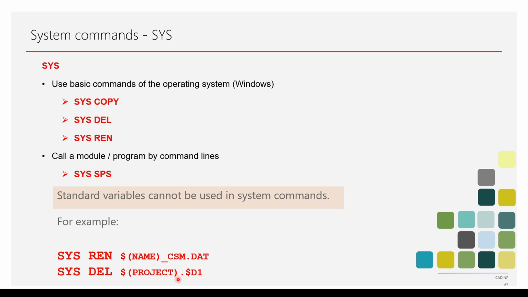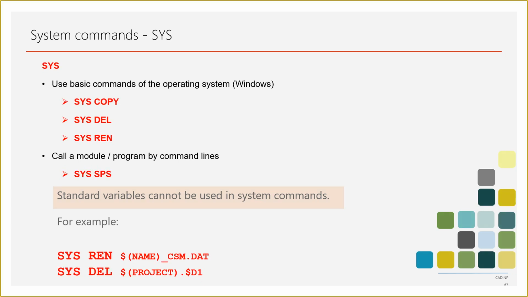The +sysdel $project.$d1 command shall delete the file from the project folder whose extension is $d1, which holds a part of the stiffness matrix. Of course, any other extensions and name can be given.